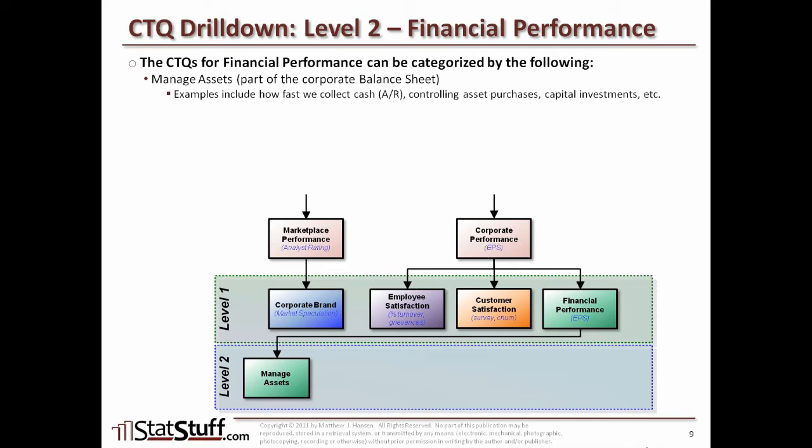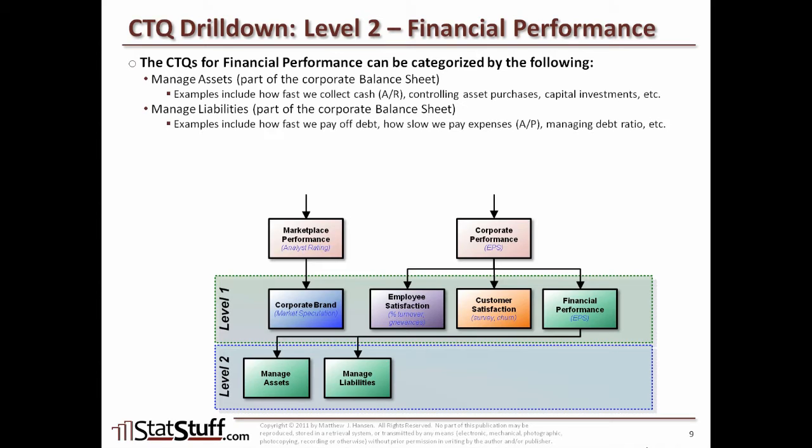Another CTQ at level 2 for financial performance would be managing our liabilities. Examples of that would be how fast we're paying off our debt, or how much time we're allowed to extend the cash that we're paying out for some of our expenses, like extending our accounts payable, or managing our debt ratio. Now, for these two examples of managing assets and managing liabilities, what you may already be familiar with is that these are two of the major components on a balance sheet typically.